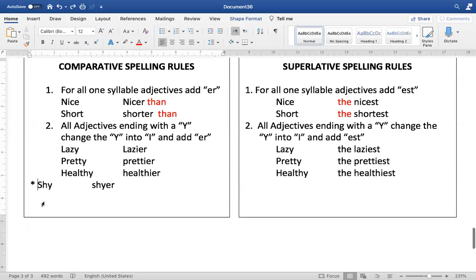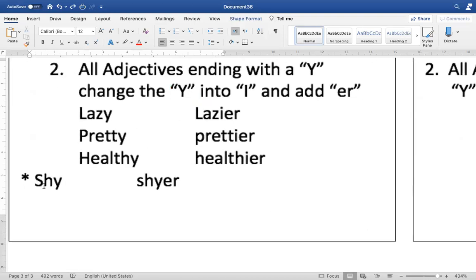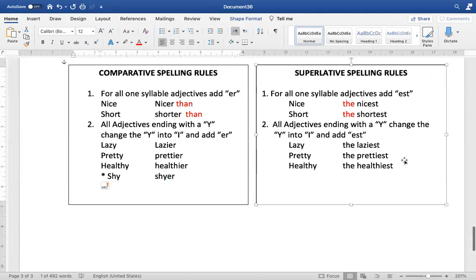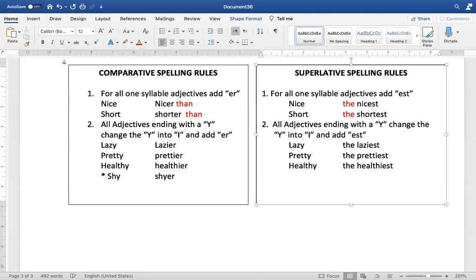Please note that we have only one exception, the adjective shy. We are not applying the same rule because shy is a one syllable adjective ending with Y, so Y does not go into I. So we simply say shy becomes what? Shyer. And we do not change the Y. And this is exactly the same case when it comes to the superlative form as well. So shy, in the superlative, would be the shyest.